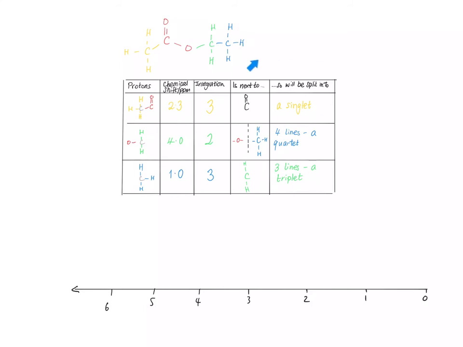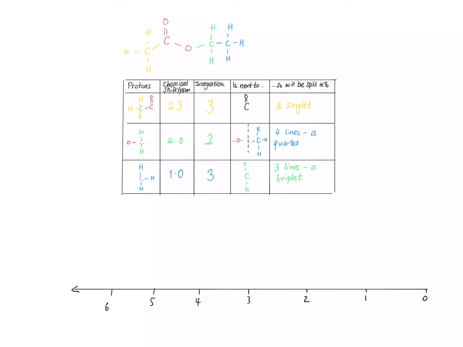So now we have all the information that we need. We have the chemical shift, we have the integration, and we have the multiplicity, the splitting, the number of lines that each signal will be split into. And from that, we can draw what we think the NMR might look like.